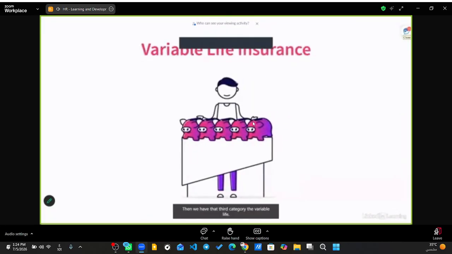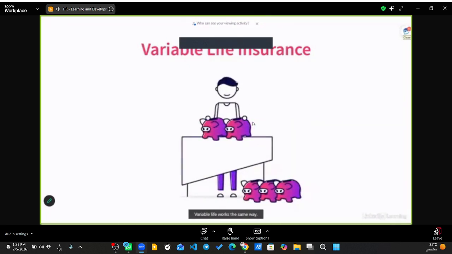Then we have that third category, the variable life. Variable life insurance builds a cash value over time. In a variable life insurance policy, or VL, the cash value can be invested in a wide variety of separate accounts, similar to mutual funds. Unlike a universal life policy, though, the value of the VL at your death depends on which specific investment choices you made. So it's similar to investing your money in mutual funds. If you make good investments, those mutual funds are worth a lot. If you make bad investments, they're not worth much. Variable life works the same way.